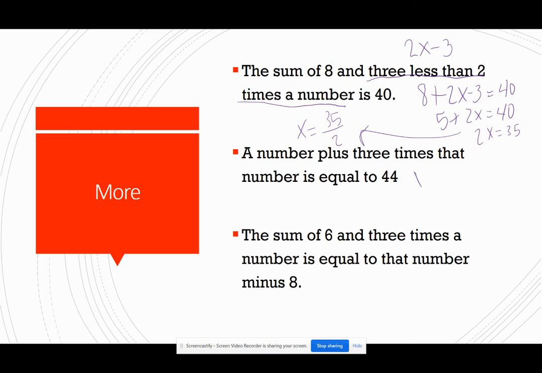A number plus 3 times that number is 44. So I get 4x equals 44. So my x is 11.